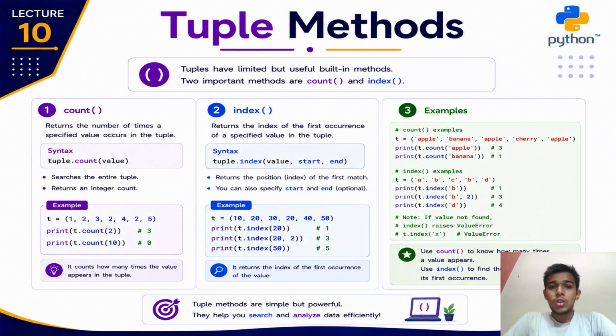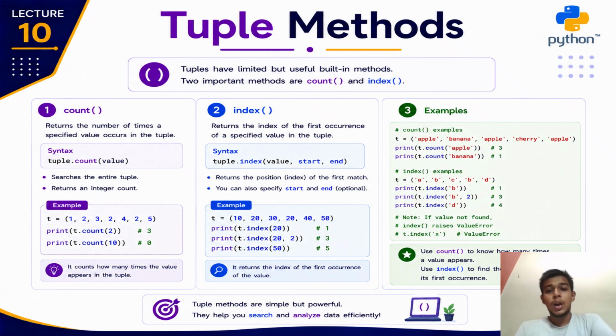Now let's learn about the methods of tuples. Unlike lists, tuples have very limited built-in methods because tuples are immutable. Since we cannot add, remove or modify elements in a tuple, Python provides only two main methods for tuples. The methods are count and index. Now let's understand both one by one.